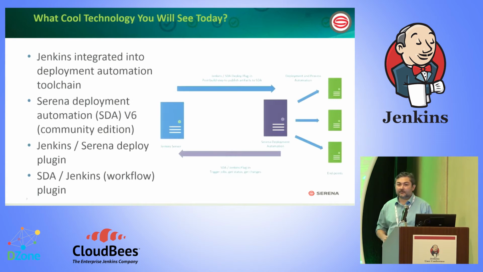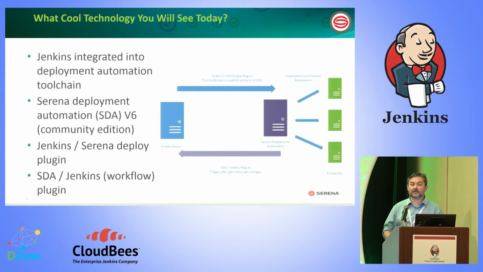But before I get there, I just want to put it in context, talk a little bit about the technology, how it all fits together. There are some integrations that I'll be talking about today, and I want to show you how they fit into the actual process itself. Essentially, I'm going to be showing you a couple of technologies. The main technology, Serena Deployment Automation, the automation tool, is integrated into Jenkins in two ways. We have a plugin, a community plugin, that allows you to publish artifacts as a post-build step.